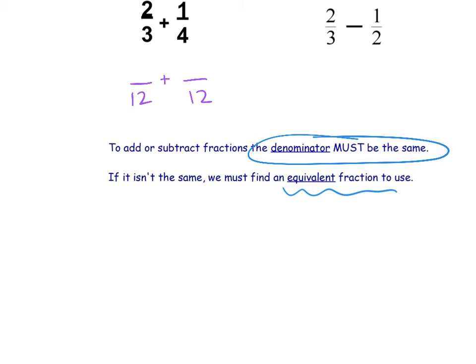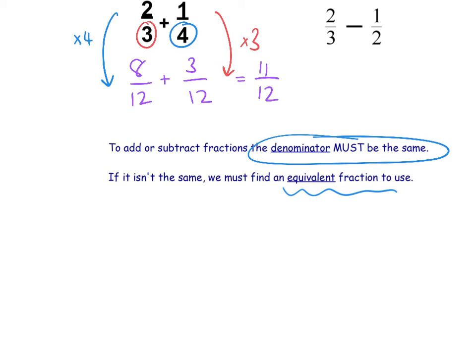So the first one we're looking at 12. So we're going to times this side by 4 because my denominator on the other side is 4. Timesing this side by 3 because the denominator on the other side is 3. And then I can calculate, so this is going to be 8 and 3. Add the numerators together and not the denominators, so that's going to give me 11 over 12.